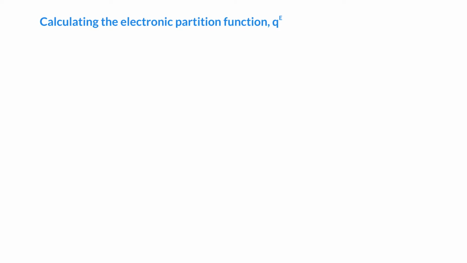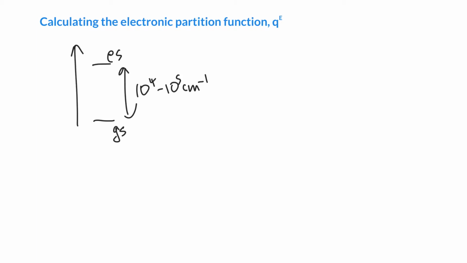Now, the electronic partition function is generally fairly easy to work with, and the reason for that is that the electronic states lie massive amounts of energy above the ground state. So, if you've got the ground state here and an excited state here, you're on the order of 10 to the 4 to 10 to the 5 wave numbers.